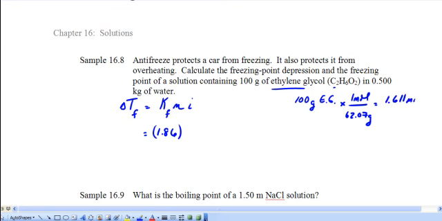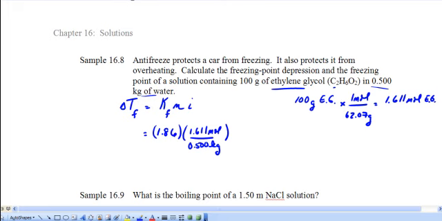1.611 moles of ethylene glycol. The kilograms of solvent is already given. It's 0.5 kilograms of water. So this is going to be multiplied by 1.611 moles of solute per 0.500 kilograms of solvent. And so that is going to be our molality.